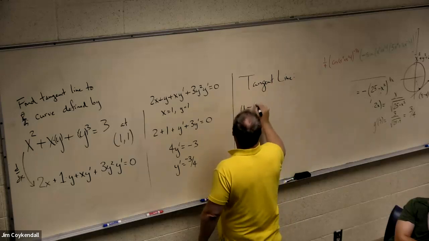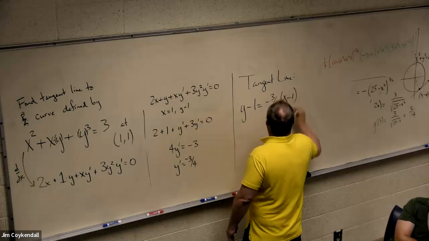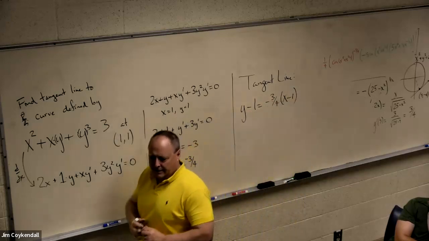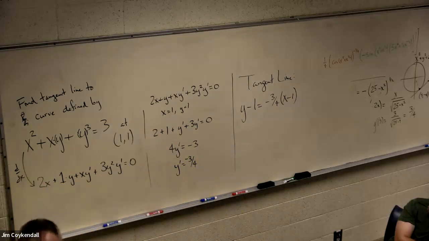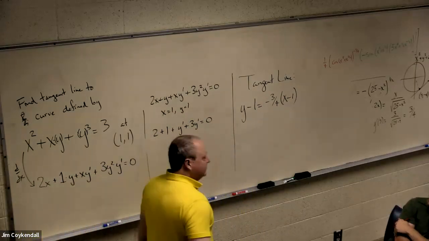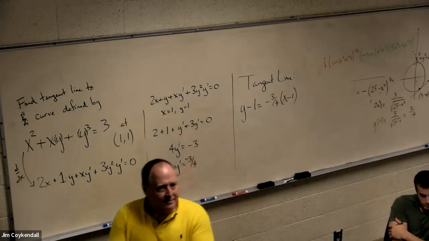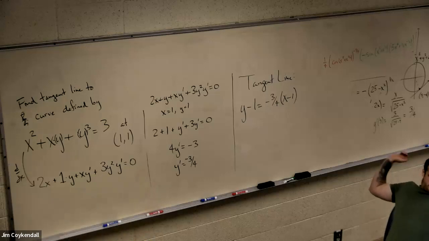And so the tangent line, just to be complete in the problem: y minus 1 equals -3/4 times (x minus 1). That's in point-slope form. That's good enough. Okay, any questions on this? Any questions?